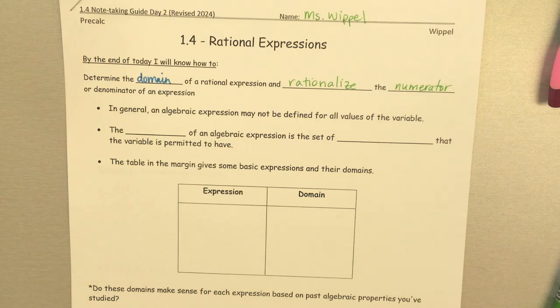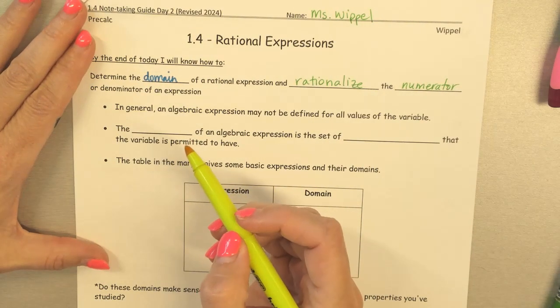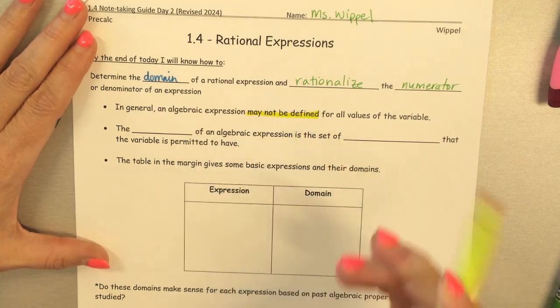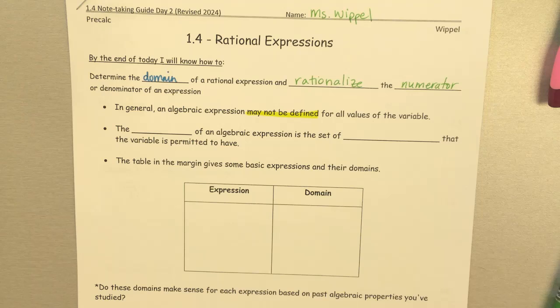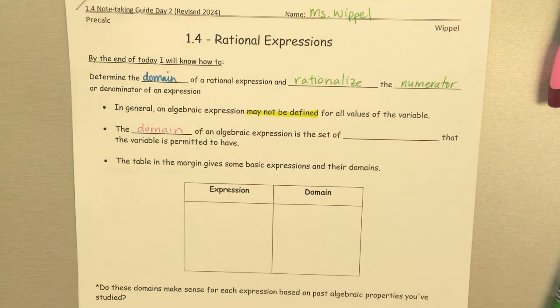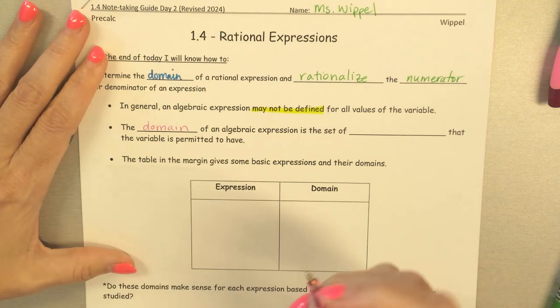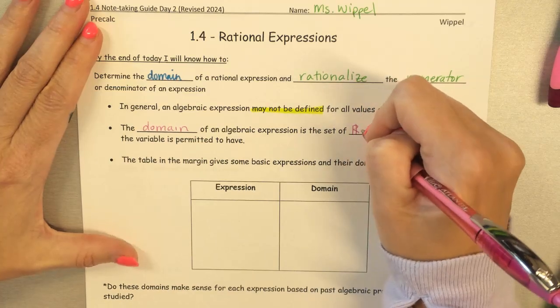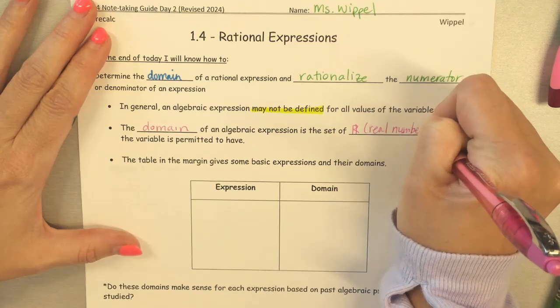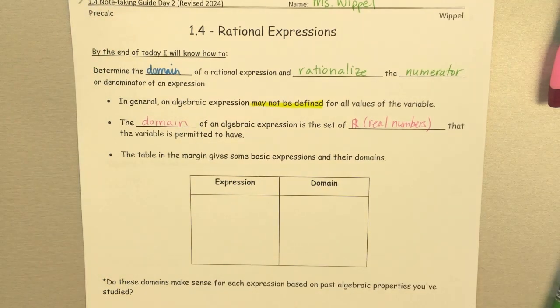Okay, so when we are focusing on the domain, we have to remember that some algebraic expressions might not be defined for all values. If it is defined, we would just say all real numbers. The domain of an algebraic expression is the set of real numbers, so not imaginary. It's the set of real numbers that the variable is permitted to have.